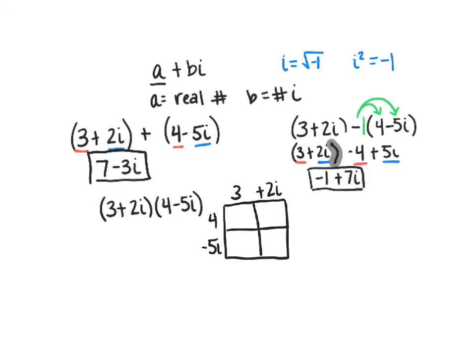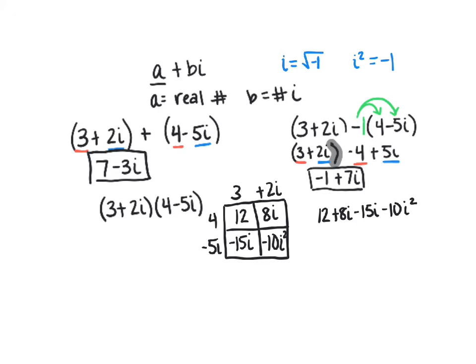Alright, so now we're going to multiply. We're going to take 3 times 4 to give us 12. We're going to do 4 times 2i to give us 8i. We have 3 times negative 5i to give us negative 15i. And then we have negative 5i times 2i to give us negative 10i squared. Now we haven't had an i squared in an equation yet. So when we rewrite this, we're going to have 12 plus 8i minus 15i minus 10i squared.